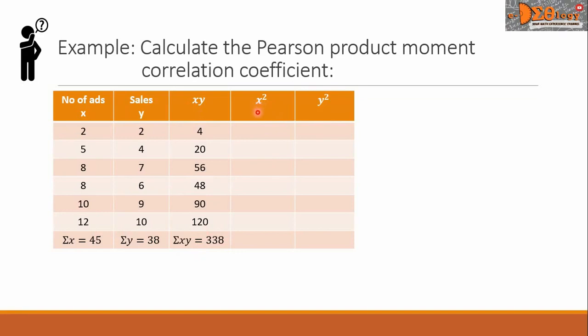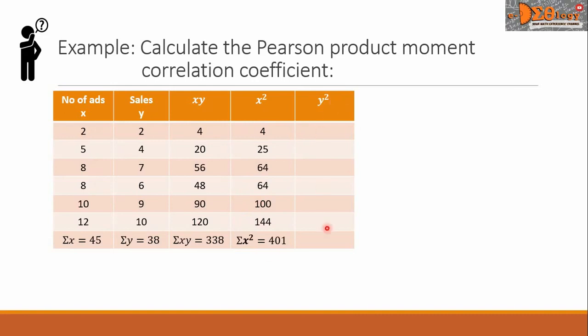The second column is the x squared. It means all values of x must be squared, and we will place them in this column. So we have 2 squared is 4, 5 squared is 25, 8 squared is 64, another 8 squared is 64, 10 squared is 100, 12 squared is 144. The summation of this column is summation of x squared, and this is equal to 401.